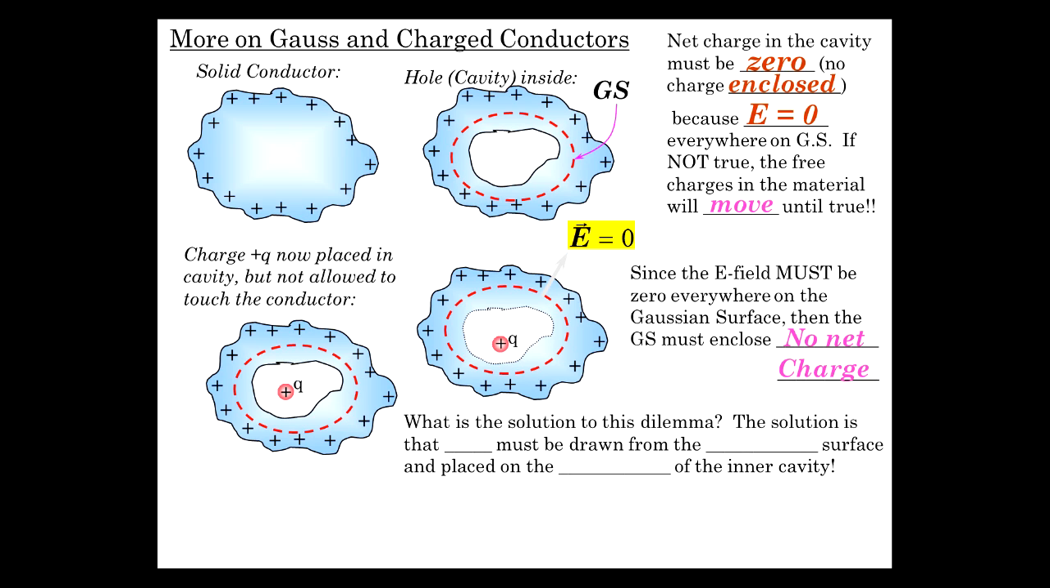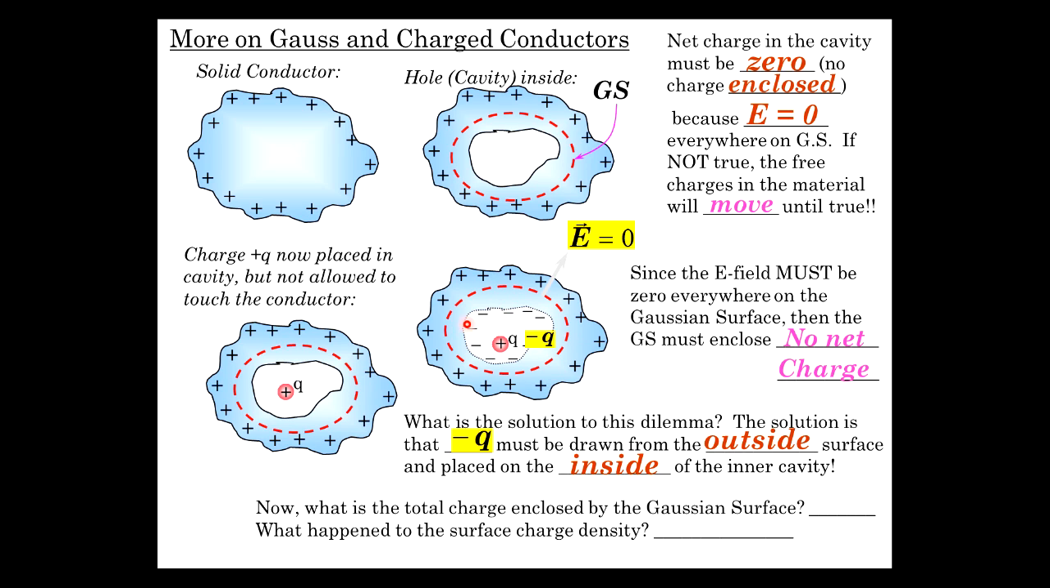In fact, when we put that little plus Q in there, it's going to change the conditions in the rest of the charged conductor. So the solution is that we have to move charges around until the condition is met. So negative Q has to be drawn from the outer edge and put on the inside of the inner cavity. So it looks like this. There they are. Now, if this collectively is negative Q, then we don't have any charge enclosed now. Well, that's good. So right now the total charge enclosed is 0.